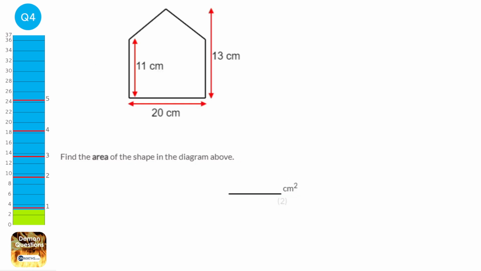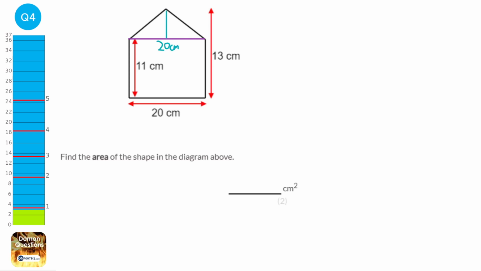1952. To answer this question, we need to cut this shape into two shapes. So we're going to draw a line across here, and we're going to cut it into a rectangle and a triangle. Now we need to first of all label the parts of the triangle. So the width of the triangle, the base, will be the same as the base at the bottom, so that will be 20 centimeters. And we need to find the height, which is this length here, which is 90 degrees to the base.